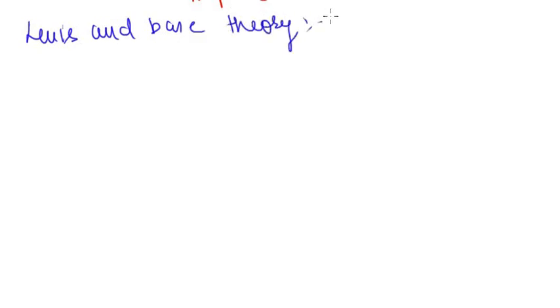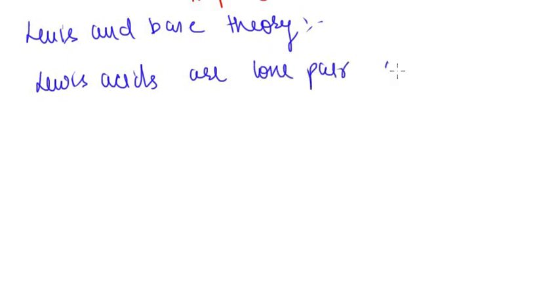One more theory we have is the Lewis acid and base theory. What are the Lewis acid and base? A Lewis acid is a lone pair acceptor. The acid which accepts the lone pair has a vacant orbital, though it should not necessarily be a vacant orbital. These are known as Lewis acids. Example, AlCl3. AlCl3 has a vacant orbital.